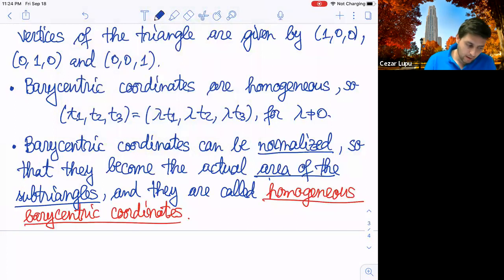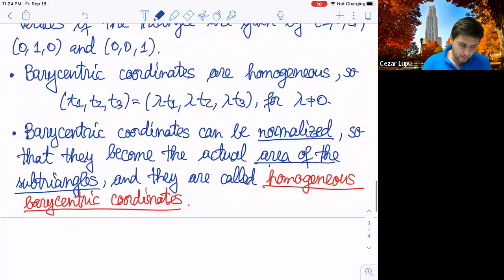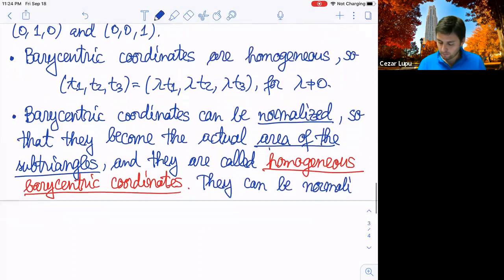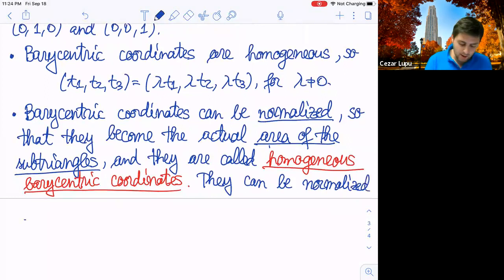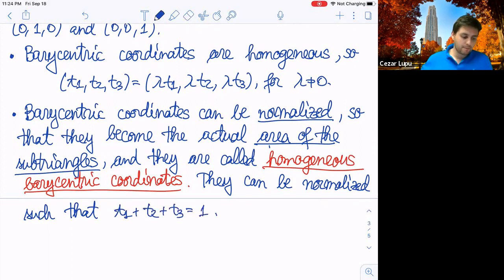Okay. So they can be normalized in such a way, let me mention this, such that these numbers T1 plus T2 plus T3 will be 1.